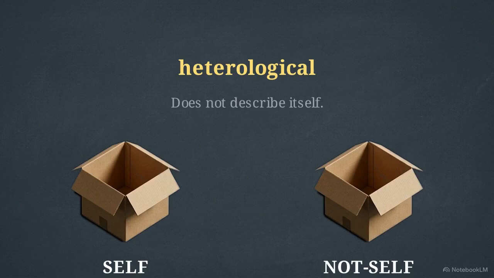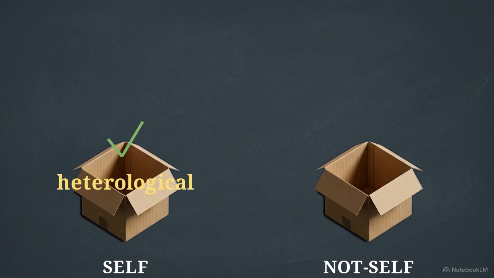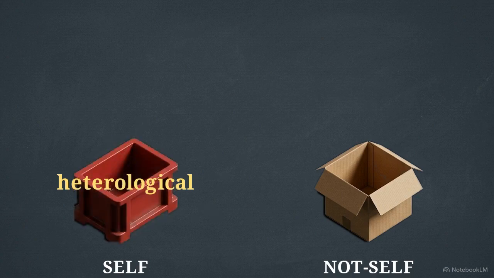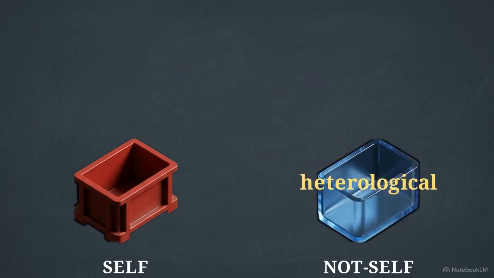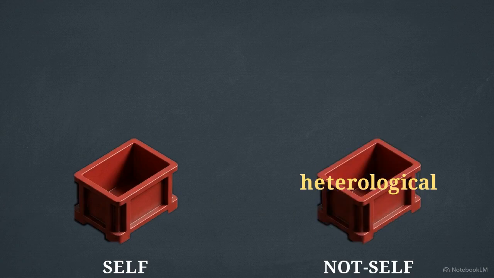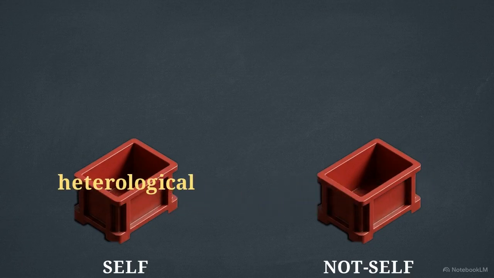Let's remind ourselves of the definition. A heterological word does not describe itself. Let's try putting it into the first box. If it belongs in the self box, that means it successfully describes itself. But if it describes itself, then by definition, it defies its own meaning of being not self. It doesn't belong here. So we move it to the second box. If it goes in the not self box, it means it does not describe itself. But wait, if it doesn't describe itself, then it is perfectly acting out its own definition. That means it is describing itself, and it should go back to the first box.